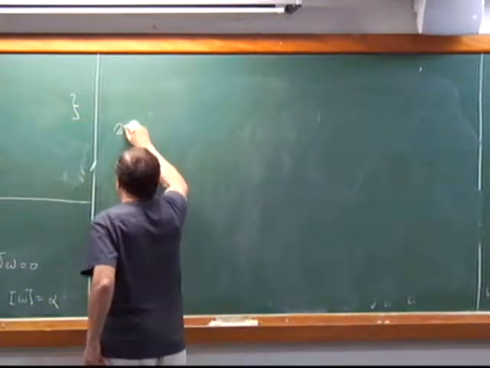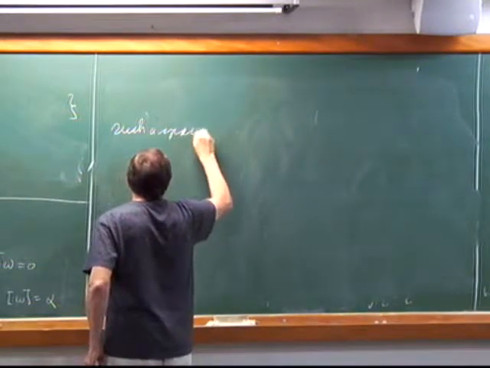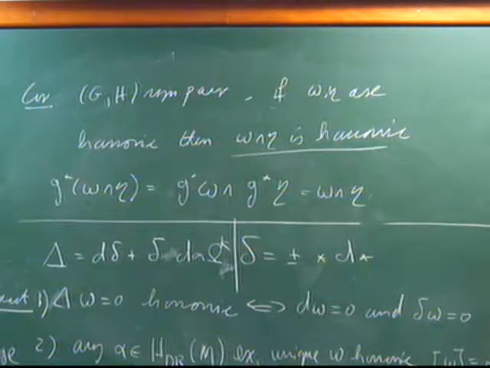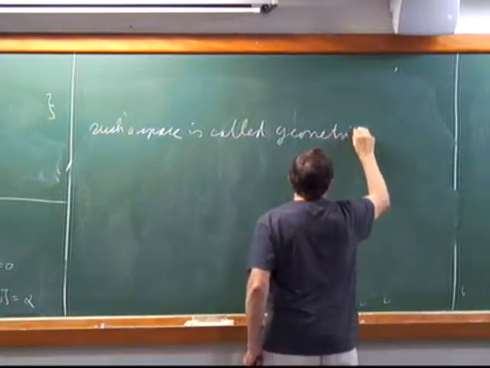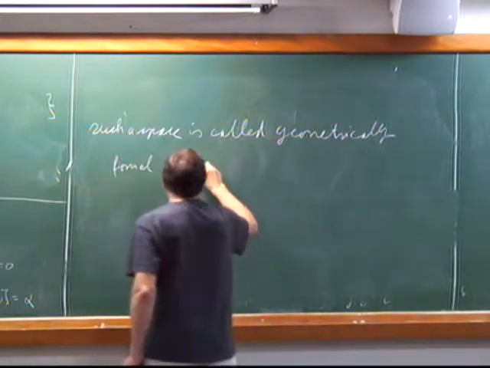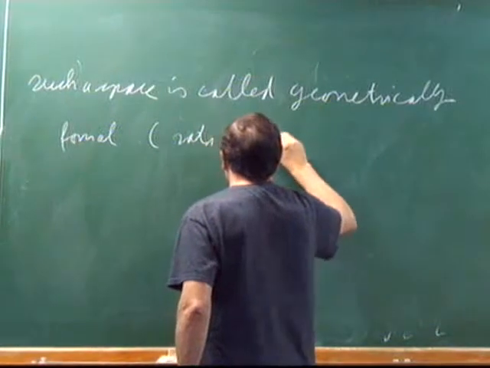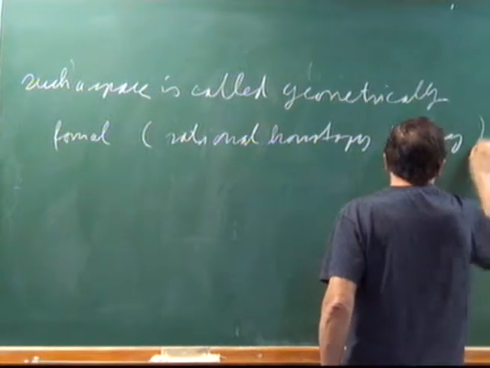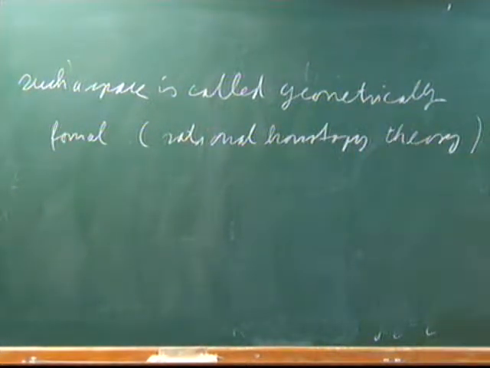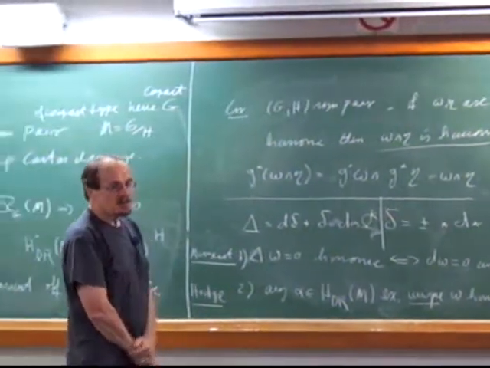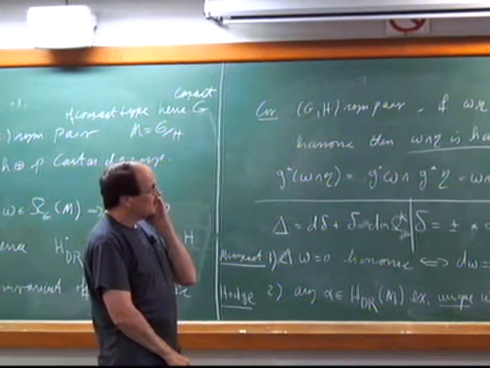So such a space where this is true is called geometrically formal. It's something that's important in rational homotopy theory. So they're formal in the sense of rational homotopy theory, whatever that means. Right? So it's a very strong property of a space. Almost none of the homogeneous spaces satisfy this property. It's very special for symmetric spaces.